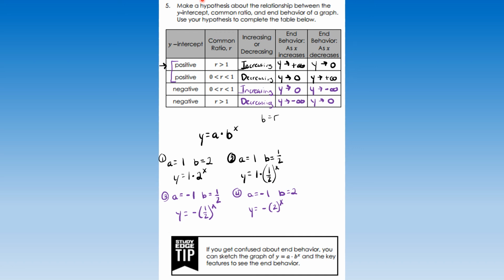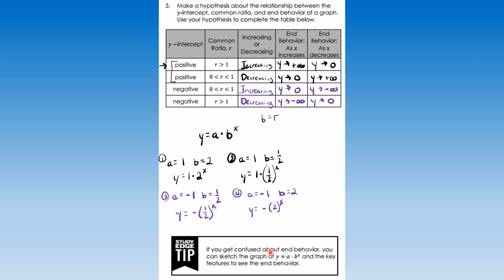All right, so this is just a chart that summarizes everything that we did in this video by graphing these exponential functions. And down here, this tip is important. If you ever get confused about what's going on with a graph or with an equation, sketch the graph and see what's happening. Write the equation out, a times b to the x, identify the y-intercept and the common ratio, and then plot some points on a graph to see what's happening and explain what's happening with the end behavior of the graph.